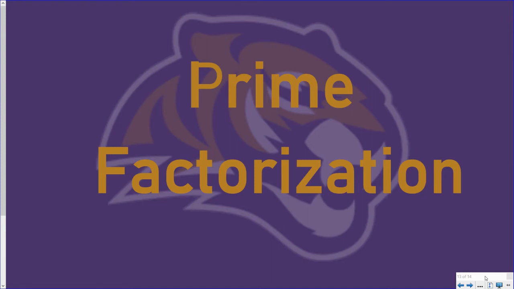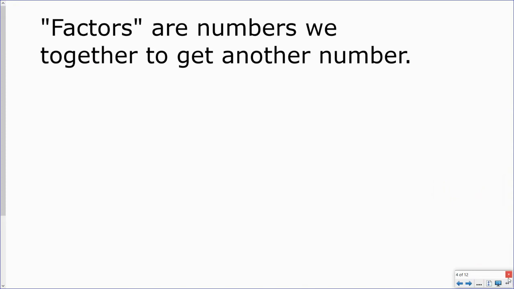In this video, we're going to take a look at prime factorization. Let's review what factors are. Factors are numbers we multiply together to get another number.